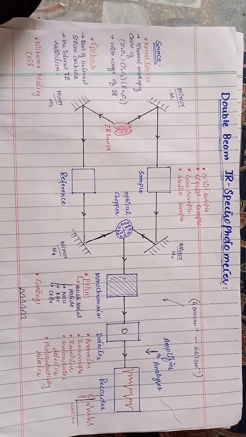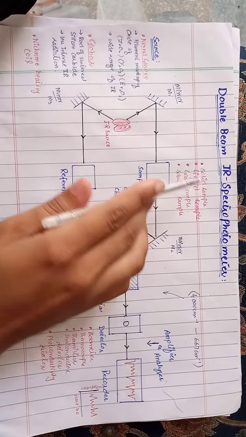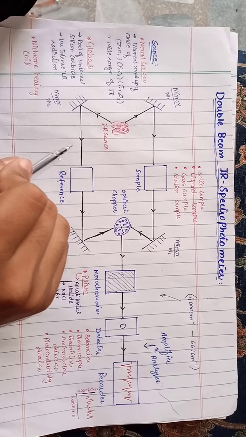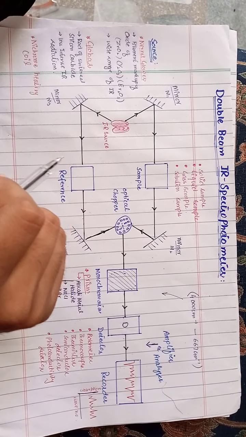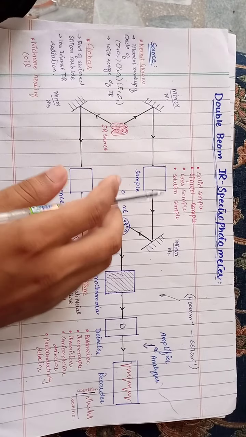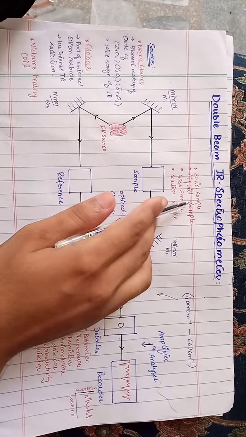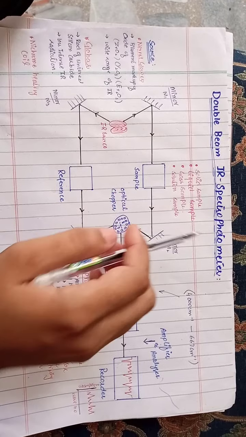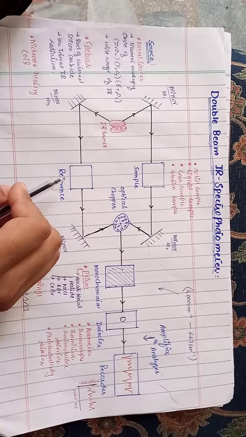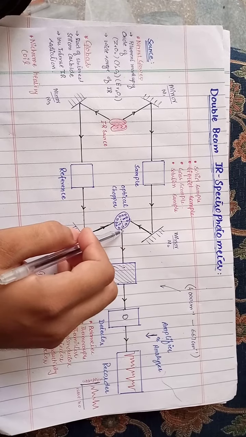The second component is the sample. The sample may be a solid sample, liquid sample, gas, or solution sample. In contrast with UV visible spectroscopy, where we only use a solution sample, here we can use solid, liquid and gas, all the samples. The third component is the reference and the fourth component is the optical chopper.